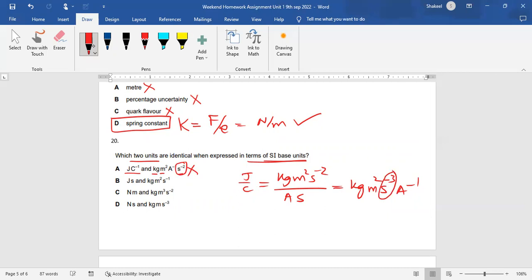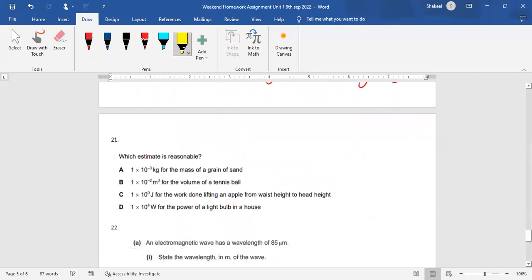Joule second. Joule is kilogram meter square per second square, into second. So this is kilogram meter squared s to the minus 1. So B is our option, because both have the same SI base unit.